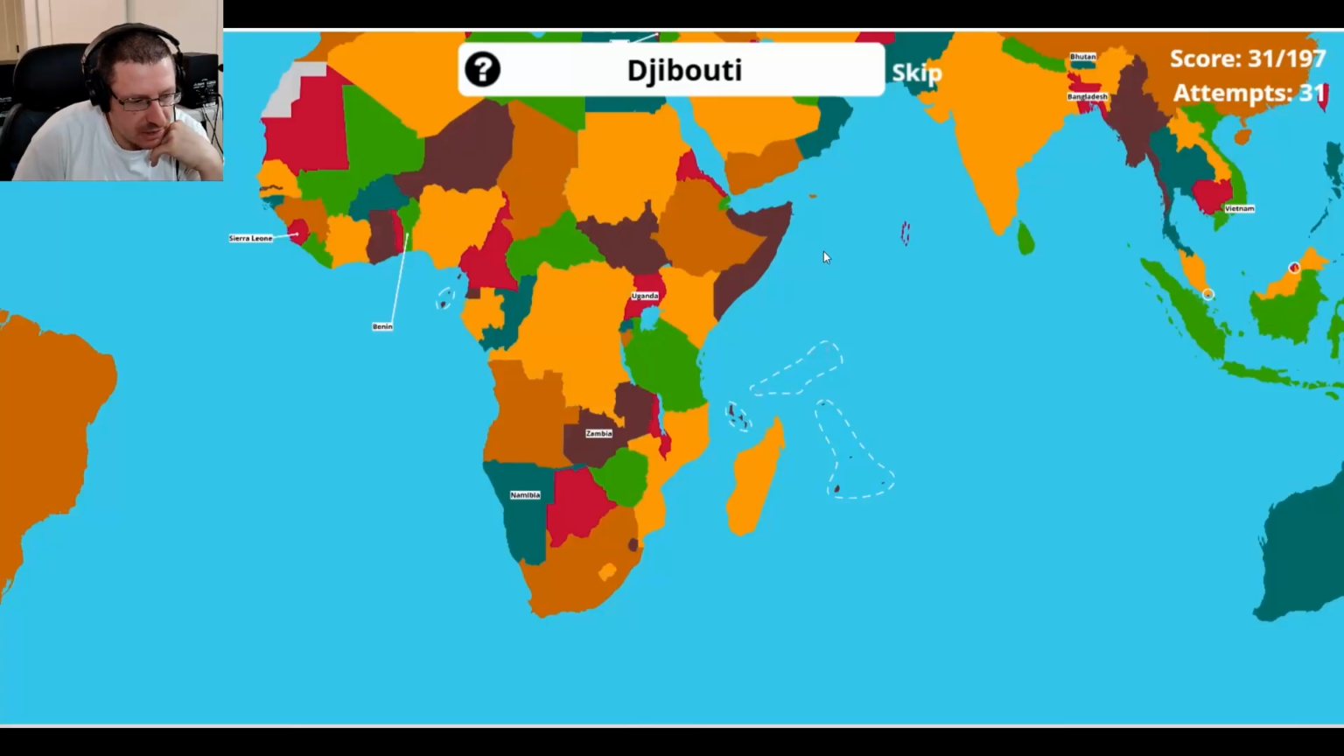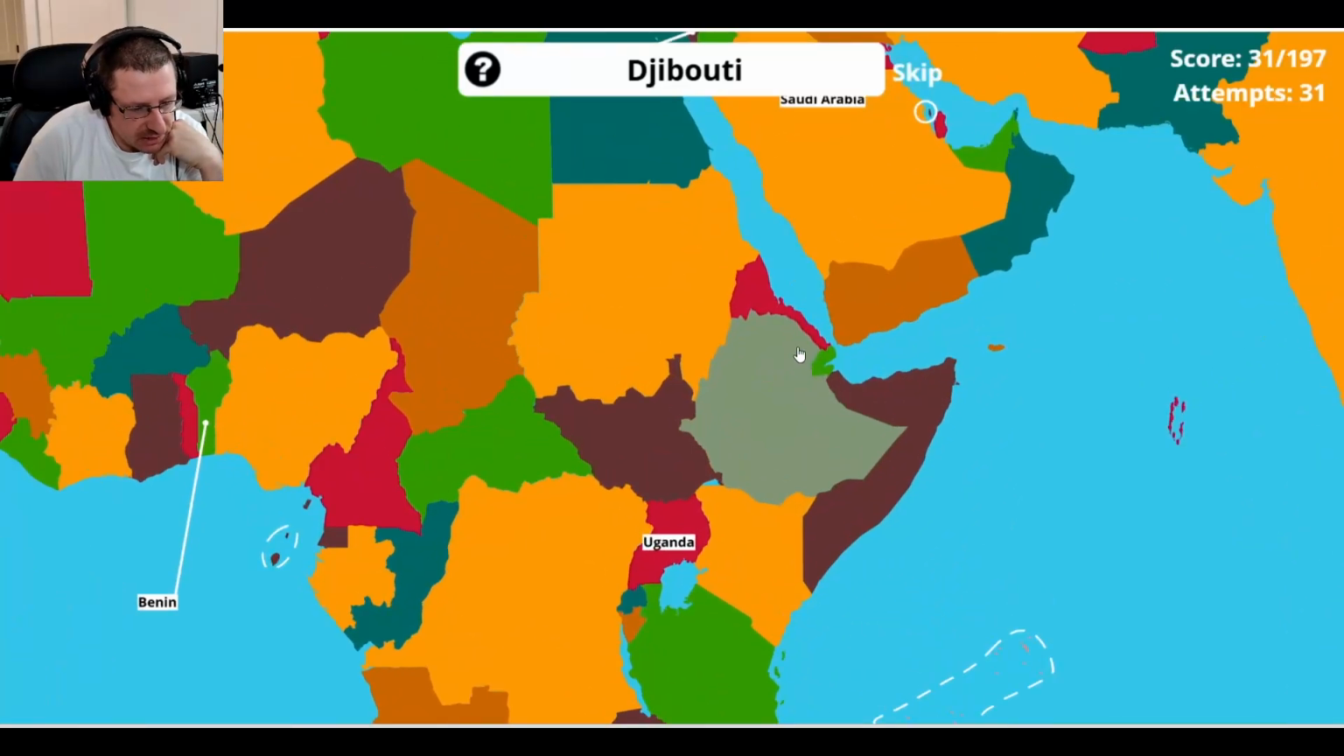This is pronounced Djibouti. It's right here, this little dot right here. Djibouti has the lowest point in Africa. There's some lake there that's like 500 feet below sea level.